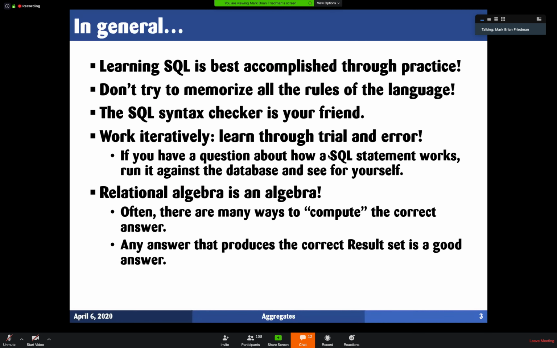And one aspect of it being an algebra, similar to the algebra that you learned, is that there are often many ways to compute the same answer. Just because the teacher did it this way doesn't mean that your answer, which was arrived at using a different sequence of steps, is the wrong answer. In fact, there are many ways to compute the correct answer, and we'll consider any answer that produces the correct result set to be a good answer.